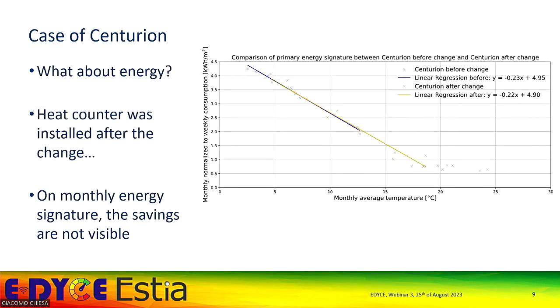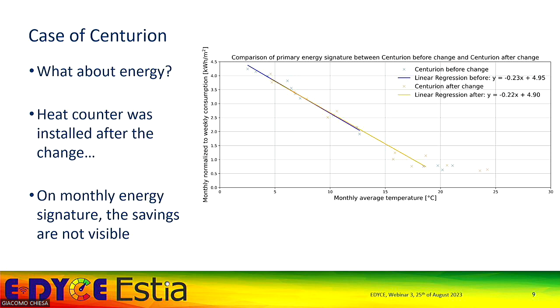However, when we looked at energy, we weren't that happy. Let's say that we were expecting an energy saving that would appear quite strongly to us. However, first issue was that we installed a heat counter, as I said earlier, but this heat counter was only installed after the ventilation change. So what we had to compare before and after data with were the energy bills that are on the monthly value. So we tried to use the energy signature that you can see here on the right to see if there was an improvement before and after, but this is done on a monthly basis.